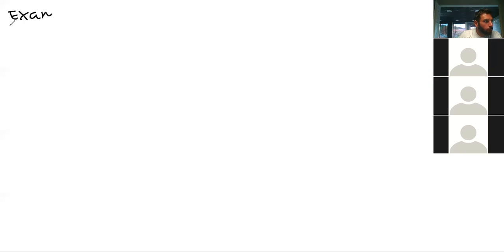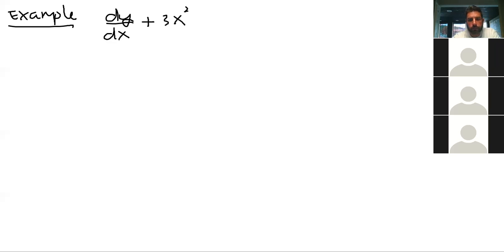We'll go slowly. So let's say we have dy/dx plus 3x squared y equals 6x squared. It's going to be an ugly one, but such is life.